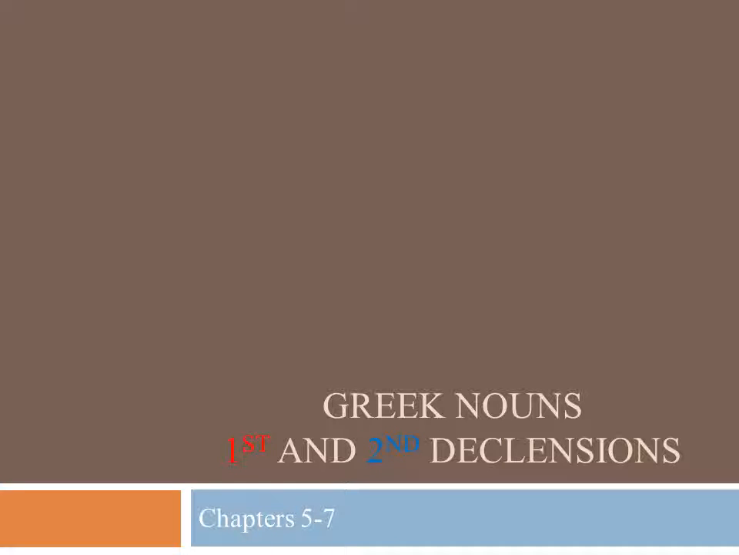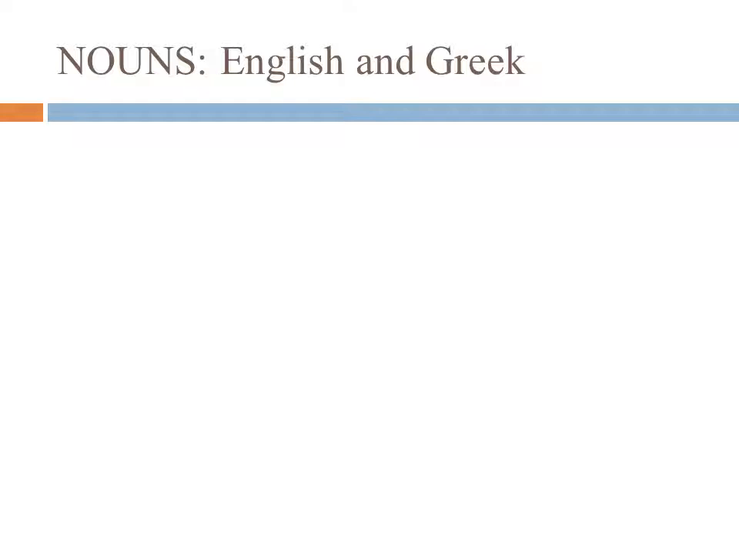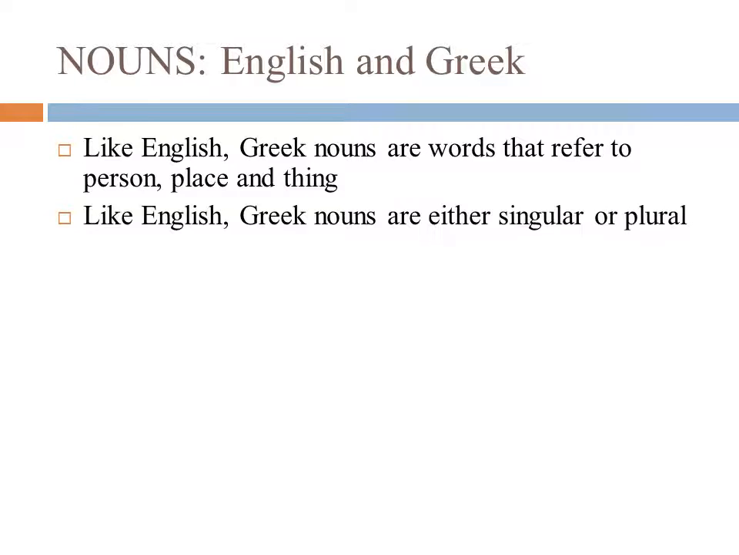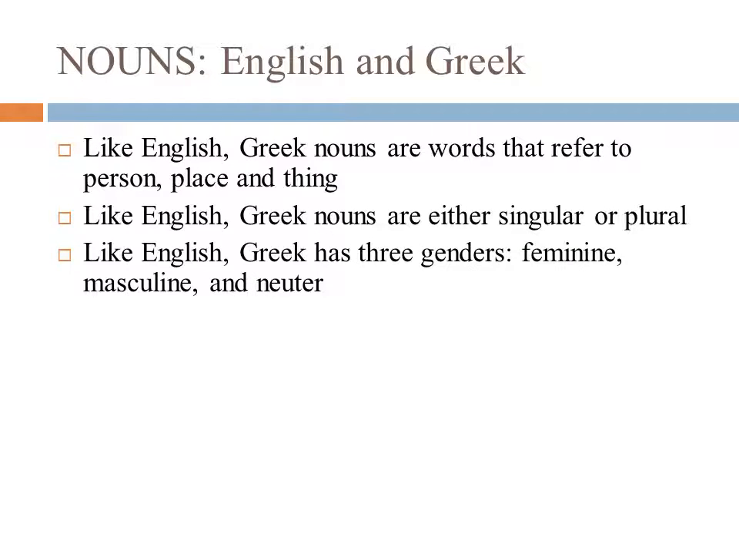Greek nouns, first and second declension, chapters 5 through 7. Nouns in English and Greek. Like English, Greek nouns are words that refer to persons, places, or things. Like English, Greek nouns are either singular or plural. And like English, Greek has three genders: feminine, masculine, and neuter.